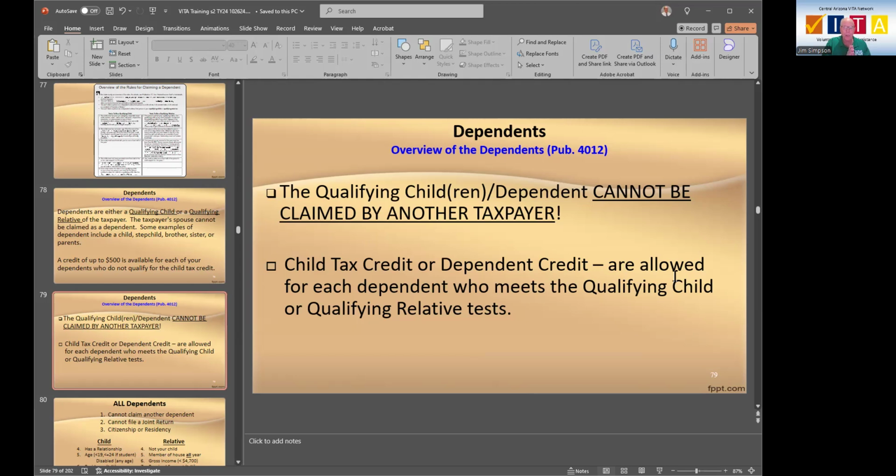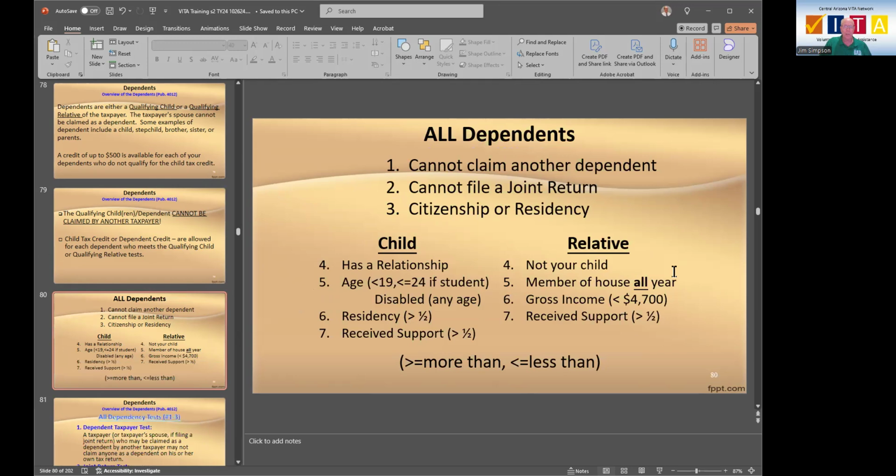So we want to start talking about the qualifying child or the qualifying relative test. First of all, there are rules for all dependents, whether a child or a relative. They cannot be claimed as another dependent. They cannot file a joint return, and they have to have citizenship or residency. We'll define those rules in just a moment here.